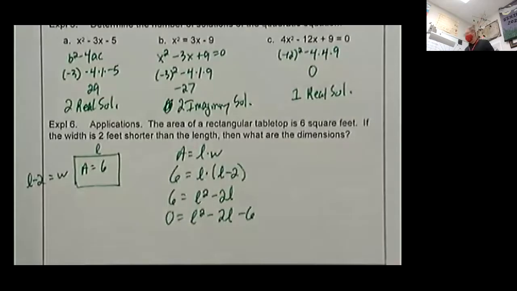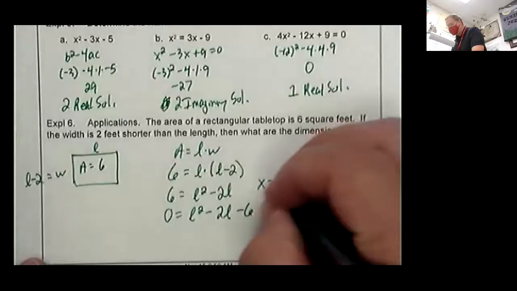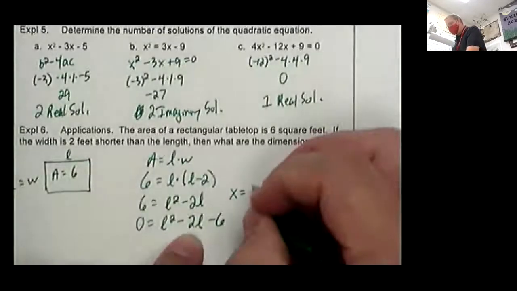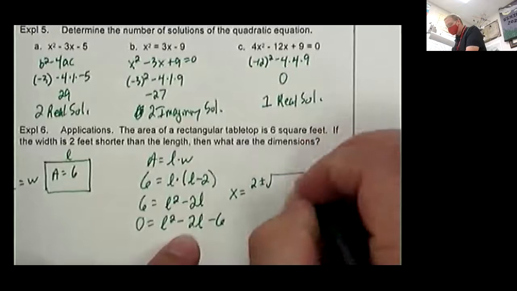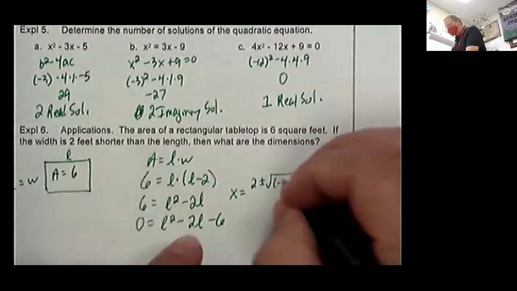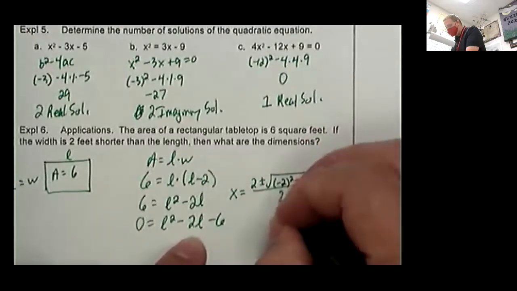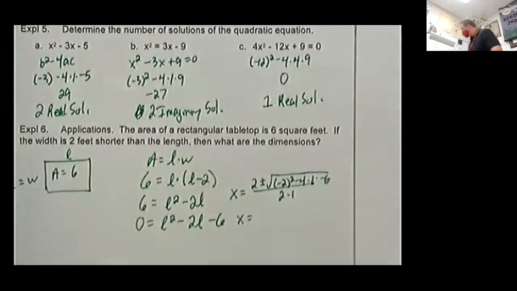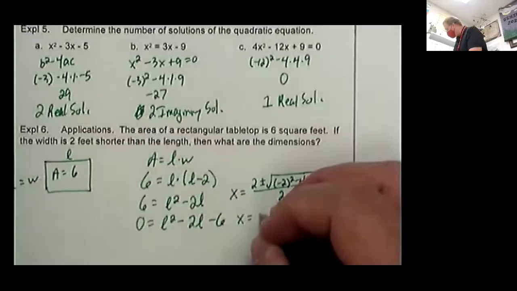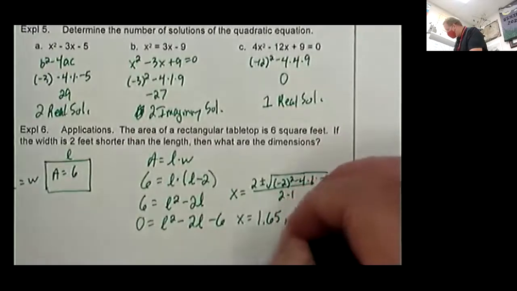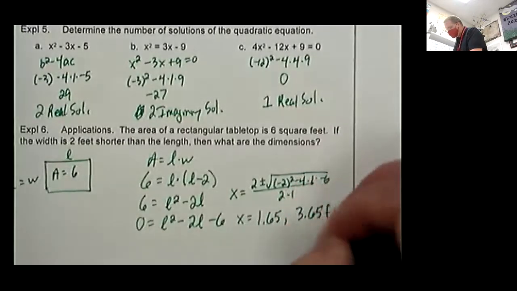We can solve this with factoring, with completing the square, or with the quadratic formula. X is equal to -b, which is going to be a plus 2, plus or minus the square root of b squared, minus 4 times 1 times -6, all over 2 times 1. Here we're going to need a decimal answer. This is an application question. So here we're going to actually plug this into our calculator and get the answers. And the answers we're going to get are 1.65 and 3.65, and that's feet.